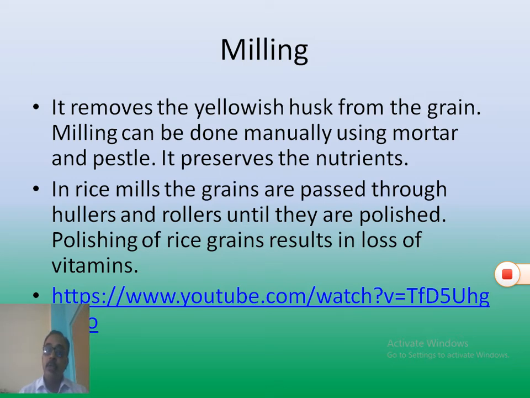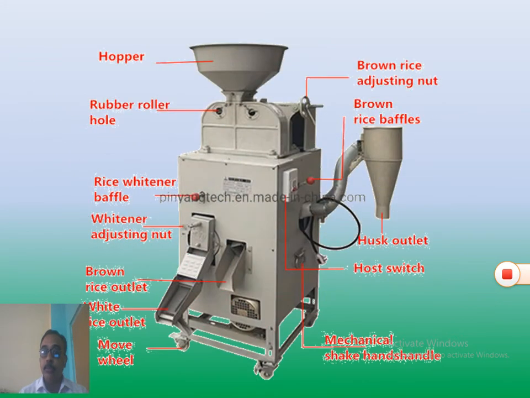And if we take it to the mills where machines are used, then what happens? It loses its vitamins, so the nutrients of the rice are lost. That is a disadvantage of polishing the rice in the mills. For your better understanding, there is a YouTube link. You can go through the link. Now this is the milling that is done in a small way, not in a bigger way. In small rice mills, this is the machine that is used.